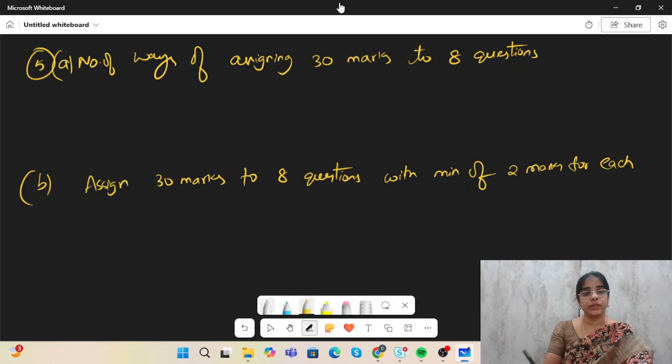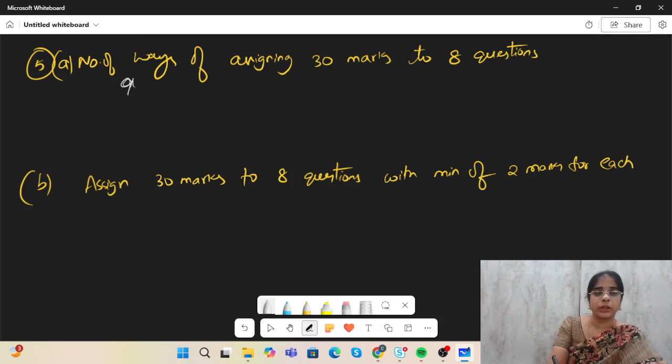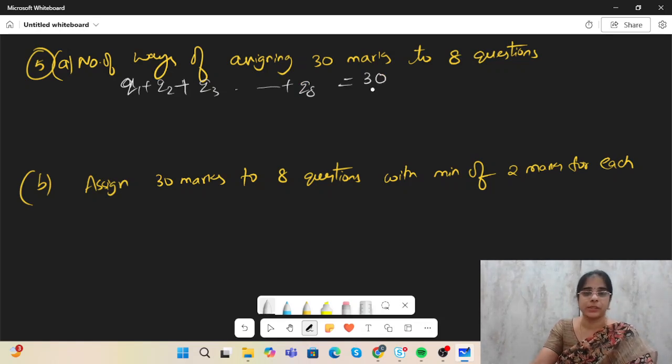So we have to find the number of ways of assigning 30 marks to 8 questions. So I have 8 questions. I have to assign 30 marks. Let me take question 1, Q1, Q2, Q3, and so on till Q8. The sum of all these should be equal to how much? It should be equal to 30. This is my question, right?